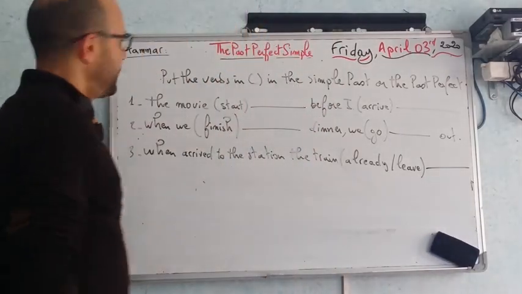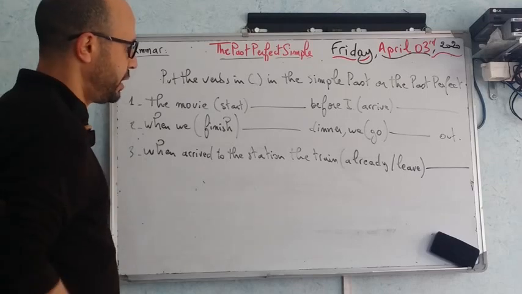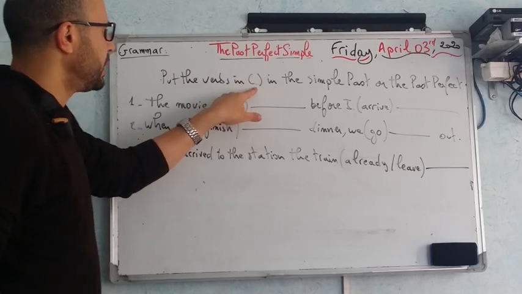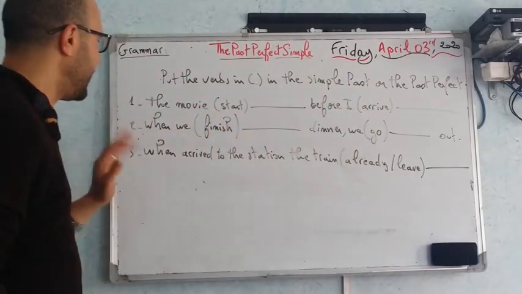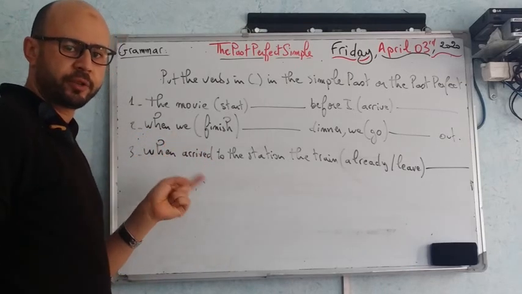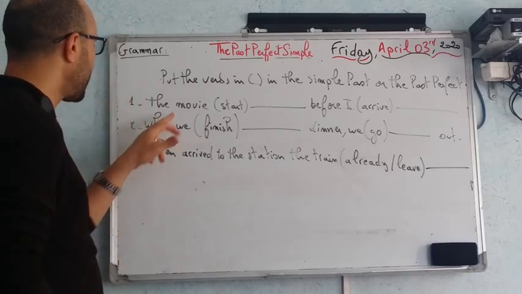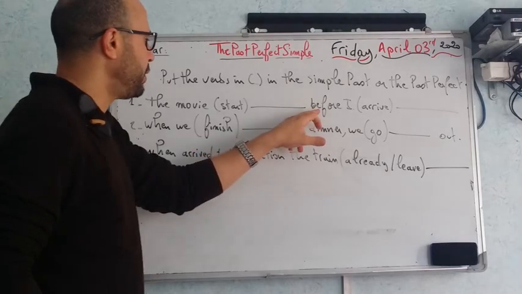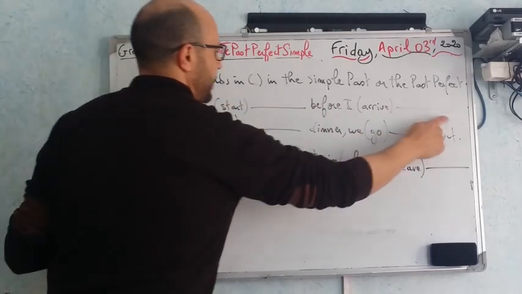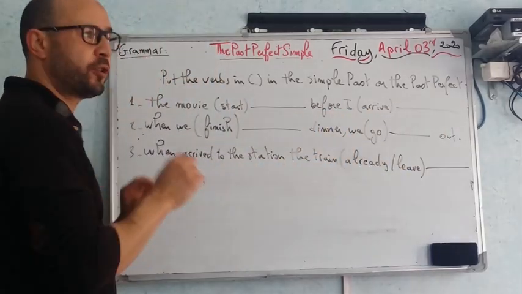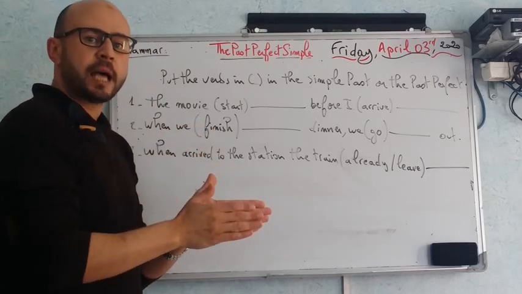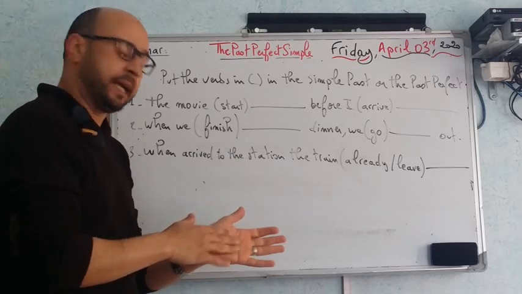So let's have a look at this exercise. It's a small exercise to see if you understood. Listen. The question is: put the verbs in brackets in the simple past or the past perfect. By the way, this is a small example of the national exam question concerning tenses. The movie (start) before I (arrive). So I have here two actions. This is one action, this is another action. And pay attention to the word before. The word before in the sentence is very important because it is the keyword that shows me the succession of actions in the past. Which one is the first and which one is the second.